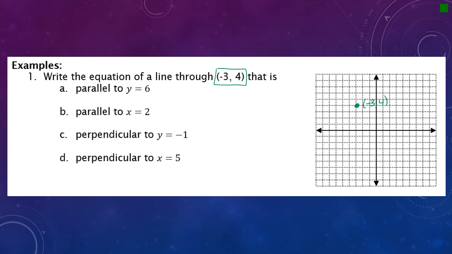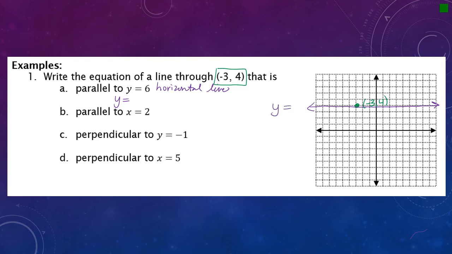So I'm going to write a couple things here. First of all, since this is y equals, I know that this is a horizontal line. So if I want to write a line parallel, I need to write another y equals line. So I can go ahead and write y equals, and then what I want to do is just draw a horizontal line through this point so you can kind of see what we're going for. So here's my line. So it's going to be a y equals line.